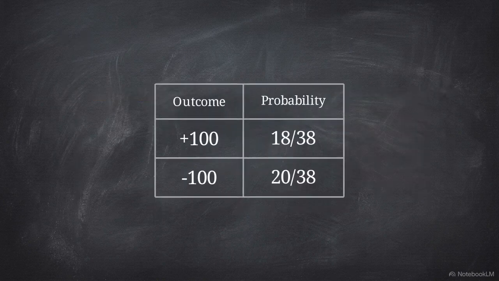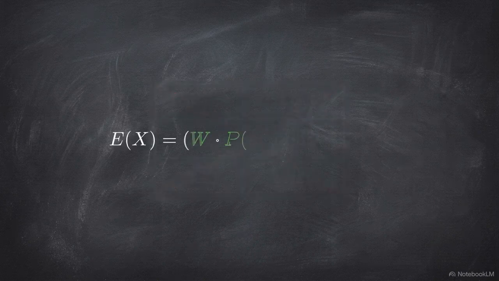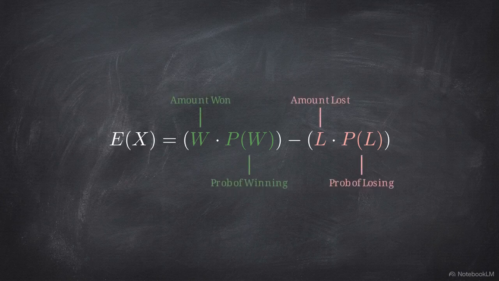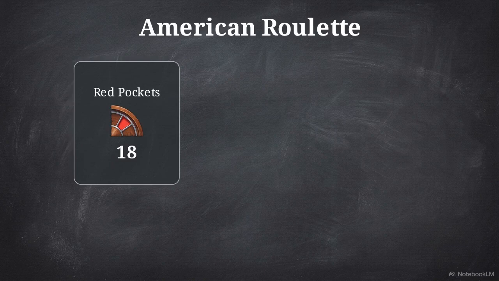Working with negative numbers inside distribution tables can be clunky. Instead, we can use a gambling-specific shortcut formula. Expected value equals the amount won times the probability of winning minus the amount lost times the probability of losing. Be careful here. The amount lost plugged into this new formula must be a positive 100. The subtraction sign in the formula already accounts for the mathematical loss, so making the 100 negative will break your calculation.